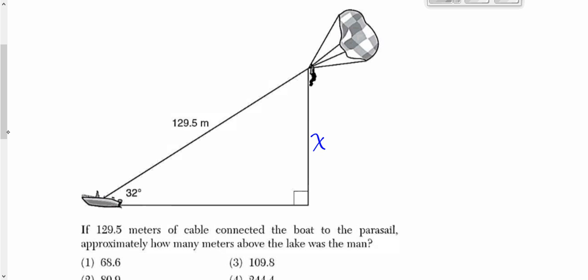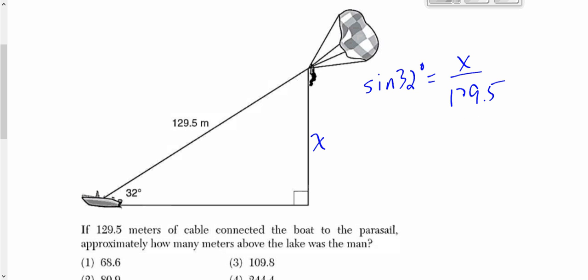Mackenzie, what's our equation? You know we're using sine. I'm extracting. You know we're using sine. Okay, but what's the actual equation? There we go. Sine 32 degrees equals, say it again. There you go. 129.5. So you're going to do what to both sides?